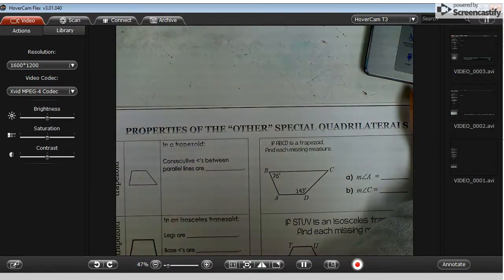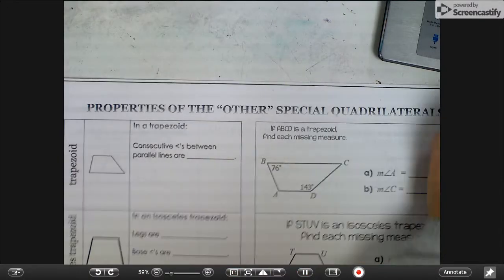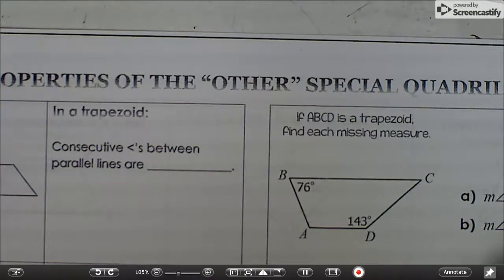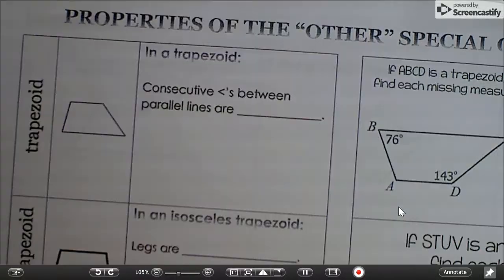Hi, so we are going to finish up the properties of quadrilaterals, and today we're going to talk about the ones that are not parallelograms. So that would be the trapezoids, the kites, and all that good stuff.